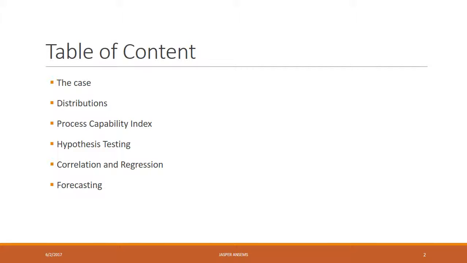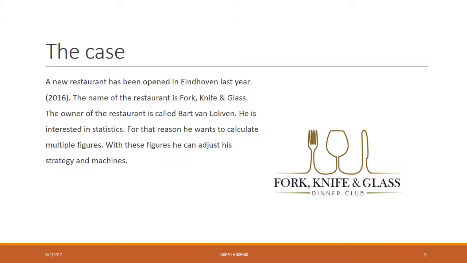First of all, the table of contents. The first thing we're going to discuss is the case, which is made up by me. Then we're going to discuss distribution, process capability index, hypothesis testing, correlation and regression, and finally forecasting. First of all, the case.